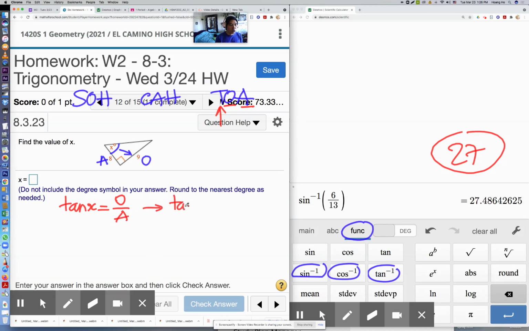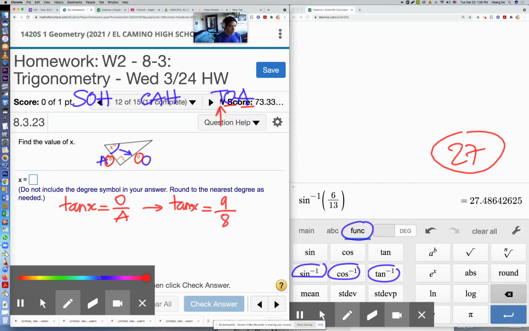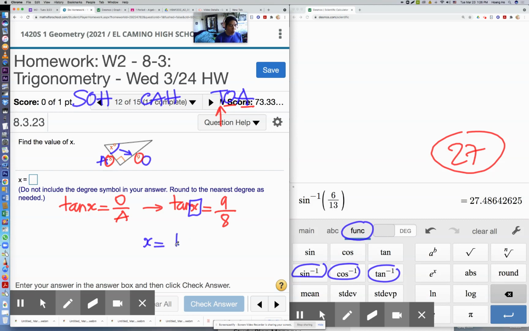Okay, so tangent of angle X equals opposite over adjacent. Substitute in: tangent of angle X equals opposite, opposite right here, that's a 9. Adjacent, that is number 8. Okay, very simple. You're looking for angle X. So tangent of angle X equals 9 over 8, so angle X equals inverse tangent of 9 over 8.